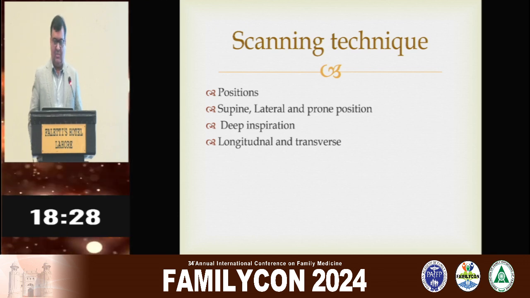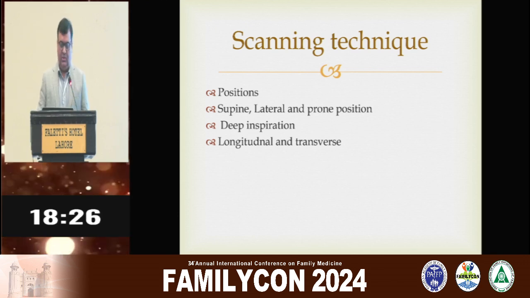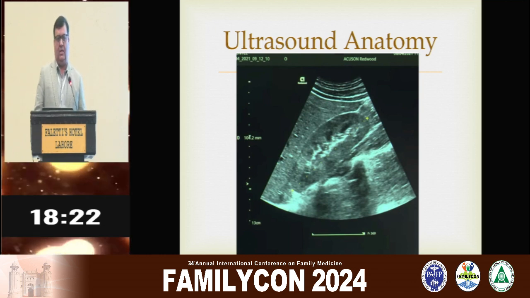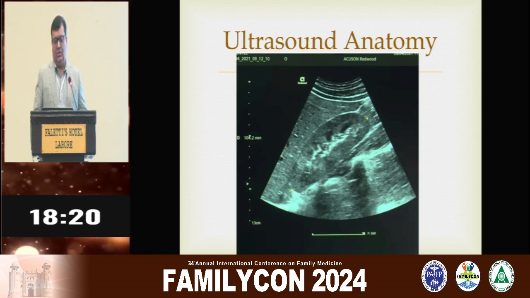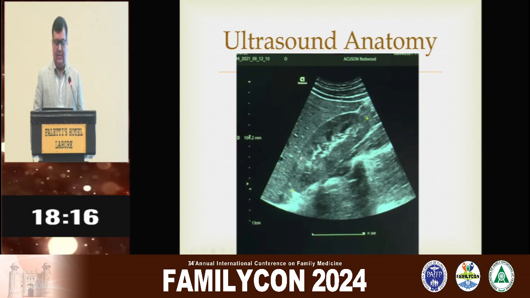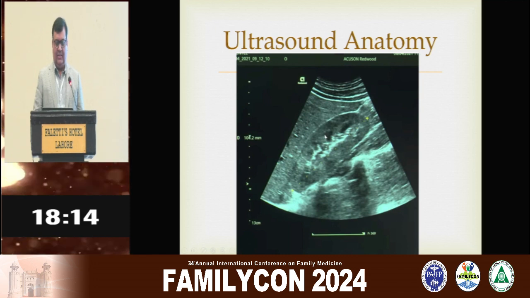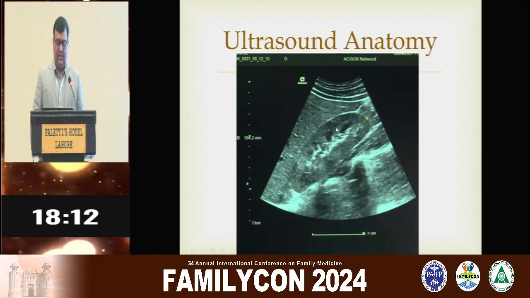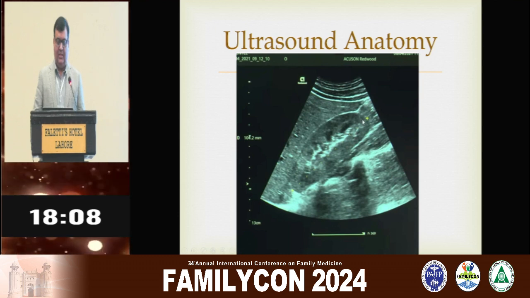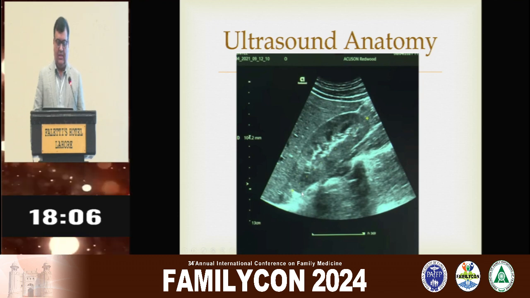So this is my way of how we do the ultrasound. So this is how the kidney appears on longitudinal section. You can see there is a liver here, and this is the kidney. So you can see the cortex all around at the upper pole, lower pole.